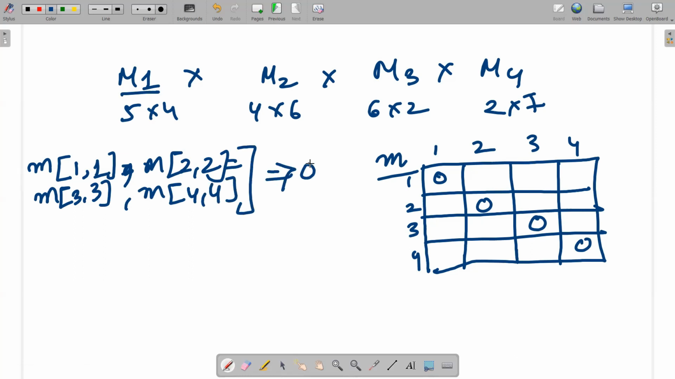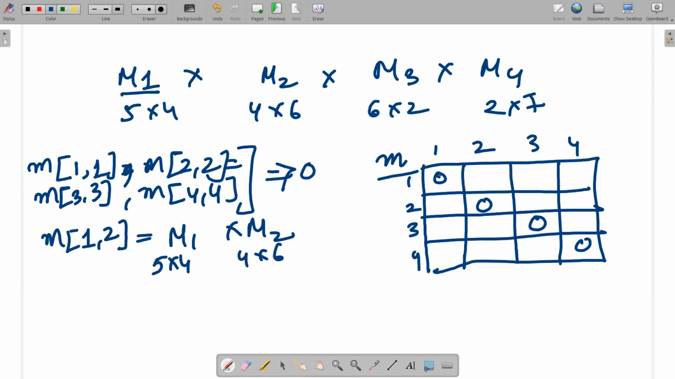Now, if I'm writing M12, it means I'm multiplying M1 with M2, which is definitely multipliable. Multipliable means obviously they are 5 cross 4 and 4 cross 6.